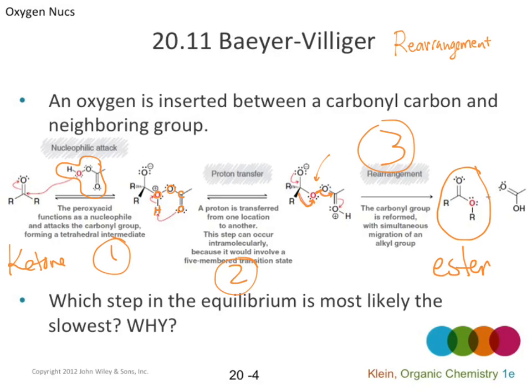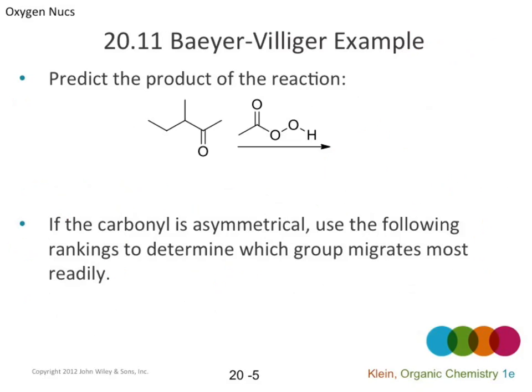I think there's a pretty big question that comes out of this. What if this is your starting material? What product do we get? So the Baeyer-Villiger did what? Took a ketone and made it an ester. How do we make an ester?